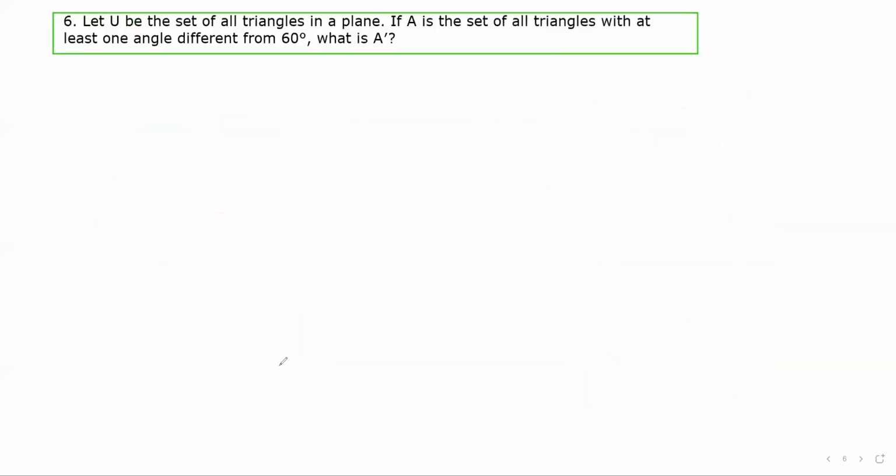Next, let U be a set of triangles in a plane. If A is a set of all triangles with at least an angle different from 60 degrees, what is A dash? Now, let's draw a few triangles. This is a triangle. If it is an equilateral triangle, you know that all sides will be equal, in which case all your angles will be equal and each will be of measure 60 degrees.